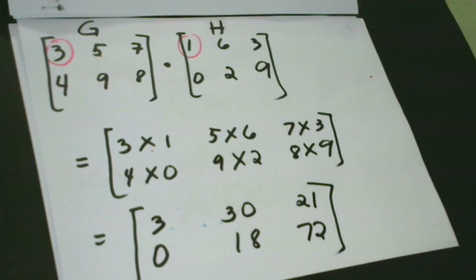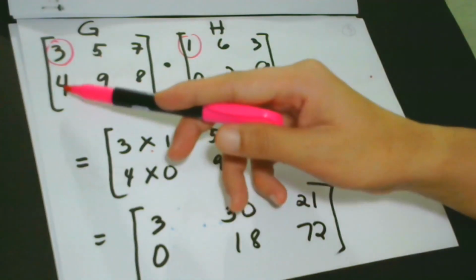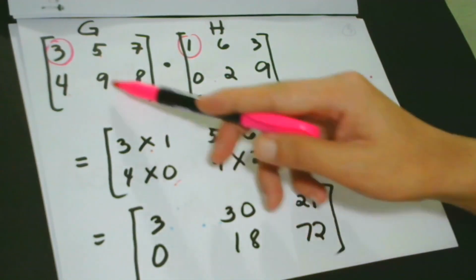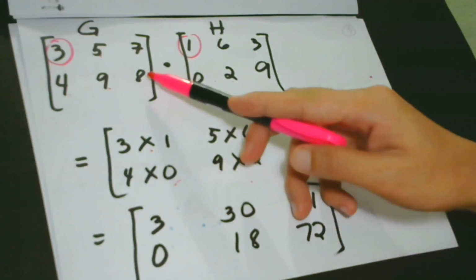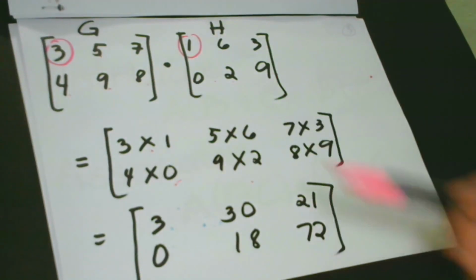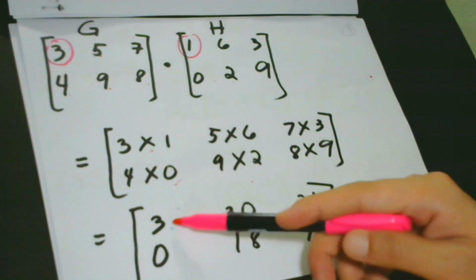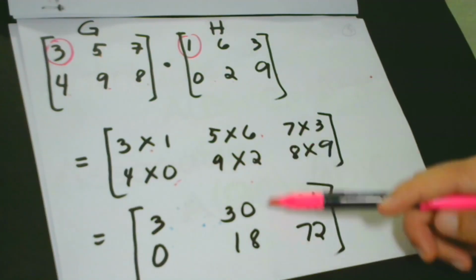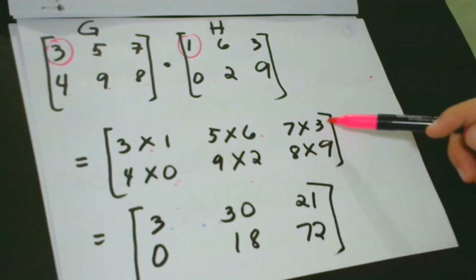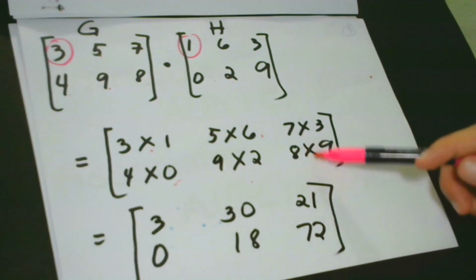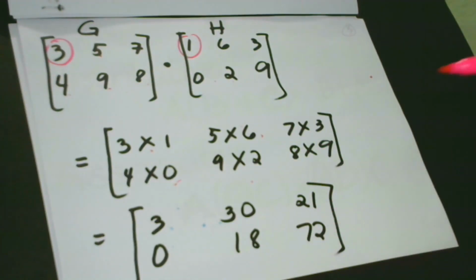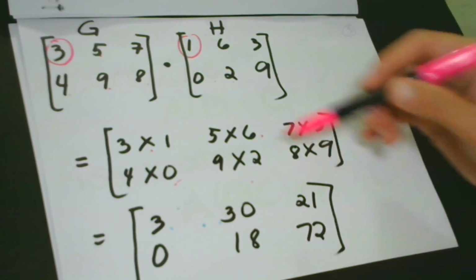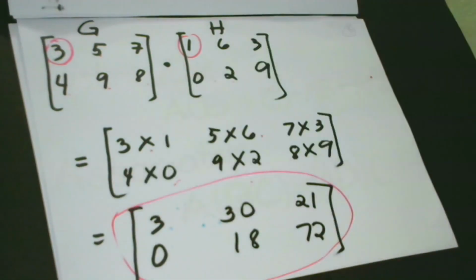Then let's go to the second row. So 4 times 0. Then we have 9 times 2. Then we have 8 times 9. So 3 times 1, of course, is 3. 4 times 0 is 0. 5 times 6 is 30. 9 times 2 is 18. 7 times 3 is 21. 8 times 9 is 72. So our new matrix is now this one. Okay? So that is how we do the Hadamard product.